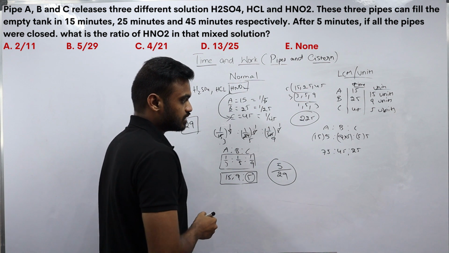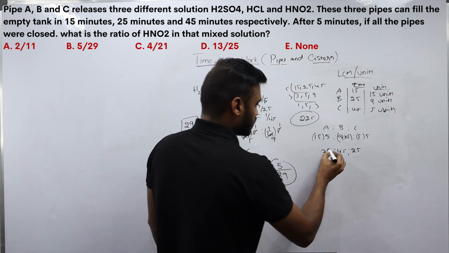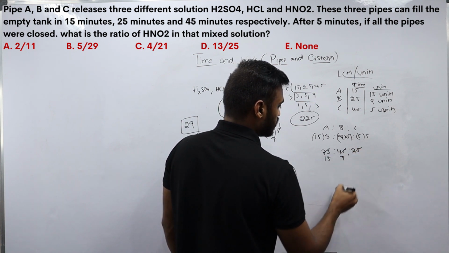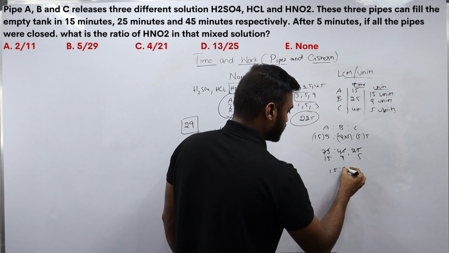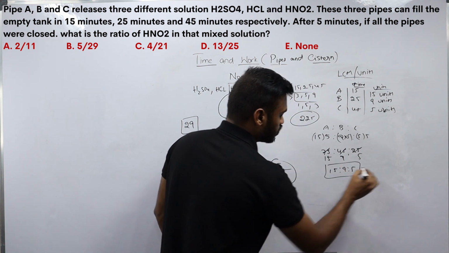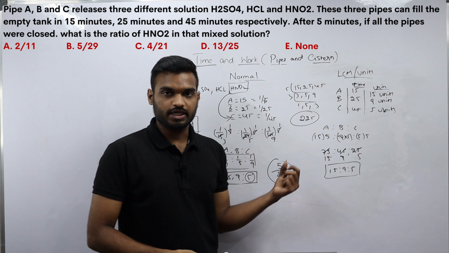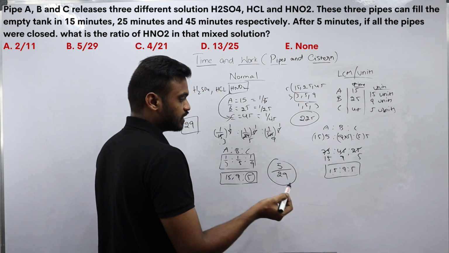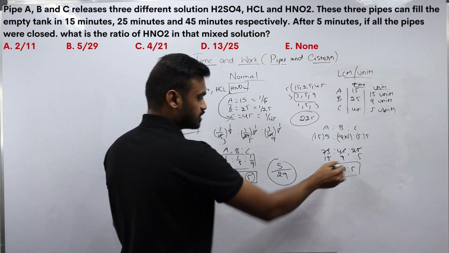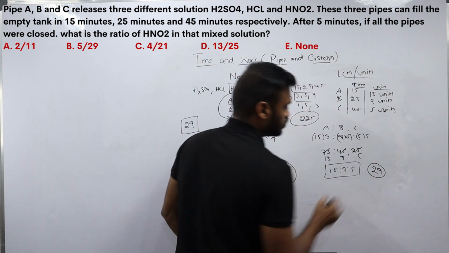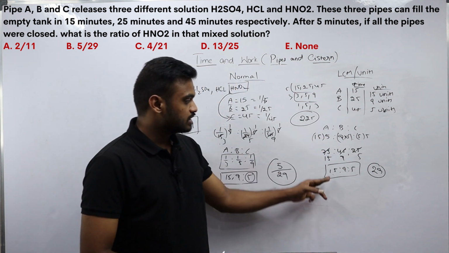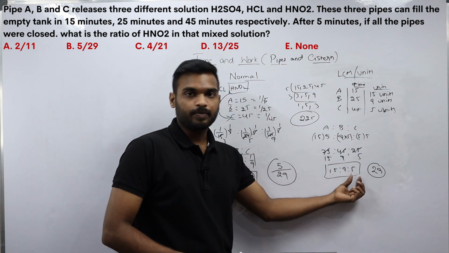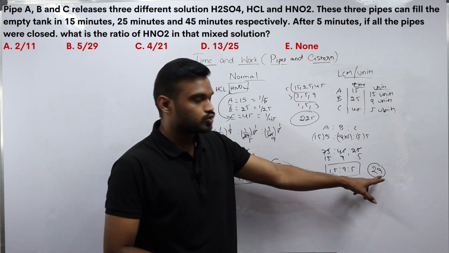If I cancel with 5 here, we get 15 is to 9 is to 5. So this is the total amount of work done by A, B and C for 5 minutes. So there are 15 plus 9 plus 5, that is 29 parts in the solution. So for 5 minutes A released 15 parts of solution, B released 9 parts and C released 5 parts. So in the total solution there are 29 parts.